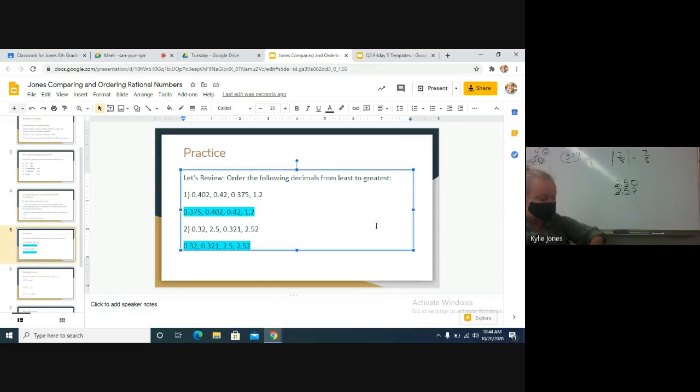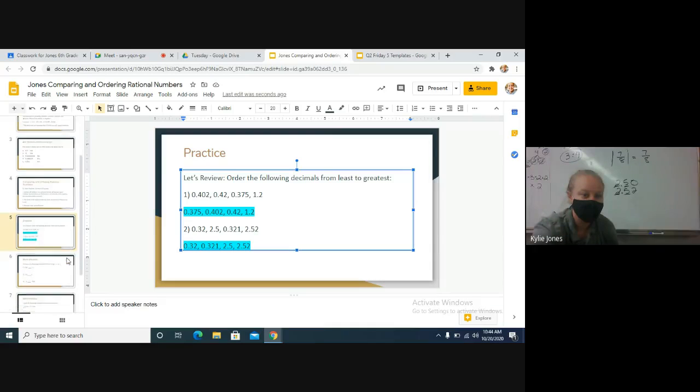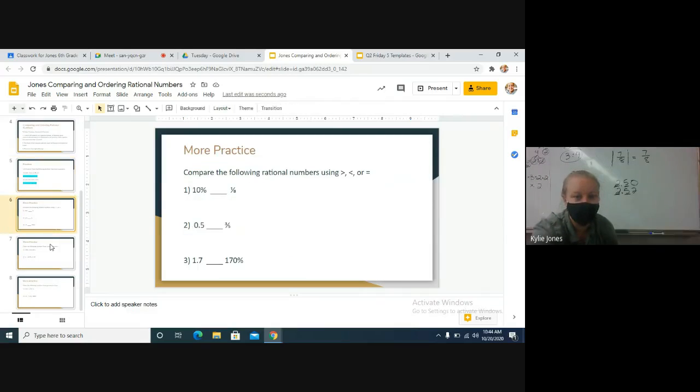Okay. All right. So we have, let's see, what are the next slides? More practice, more practice. Let's do this one. So this slide number 6, comparing these, but they're in different forms. We need to change them to the same form before we can compare them. So let's start with number 1.